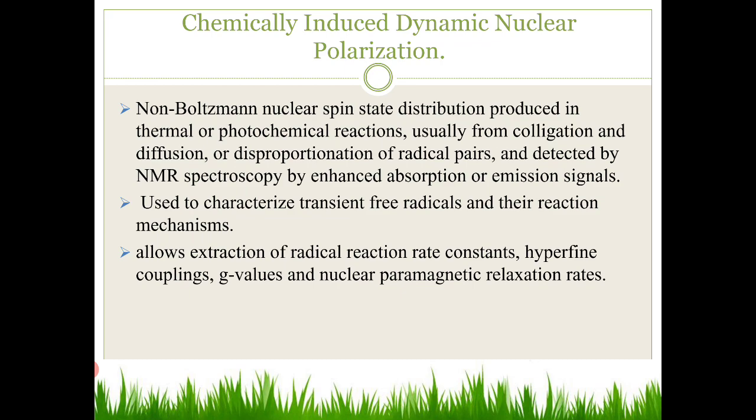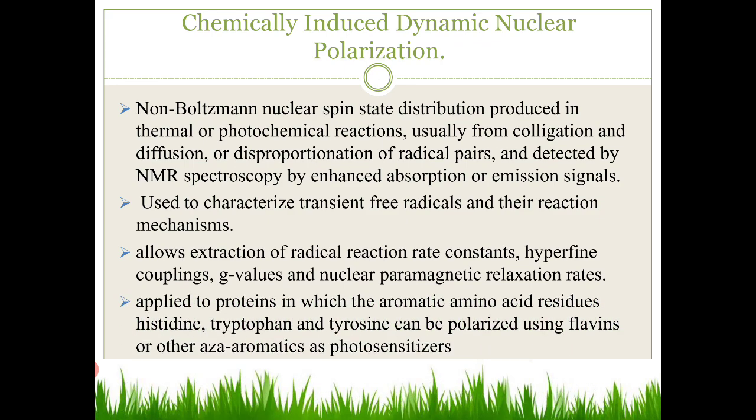Whereas the G values means it is due to the interaction of the magnetic moment. When there is an electron, it will have a charge and it will have a magnetic moment, and it is due to the G values. It's some term connected to the interaction of the magnetic moment and the angular momentum. And nuclear paramagnetic relaxation is a term associated with the dipolar interaction between the nuclei and the electron spin. So we can have an idea about all this through chemically induced dynamic nuclear polarization.